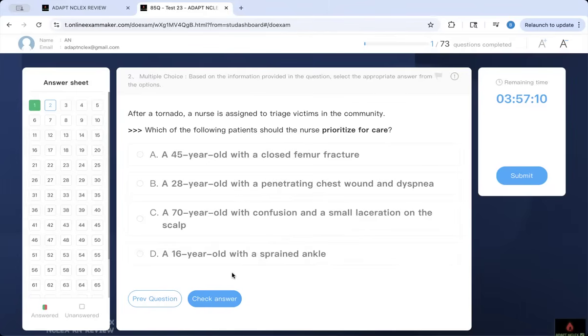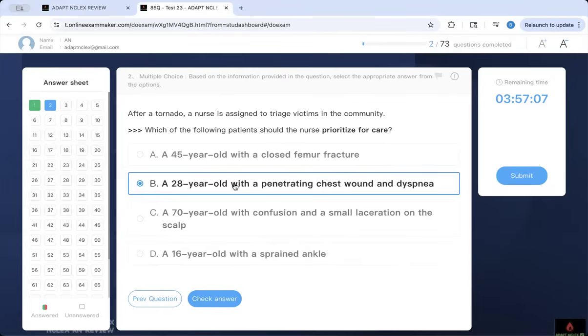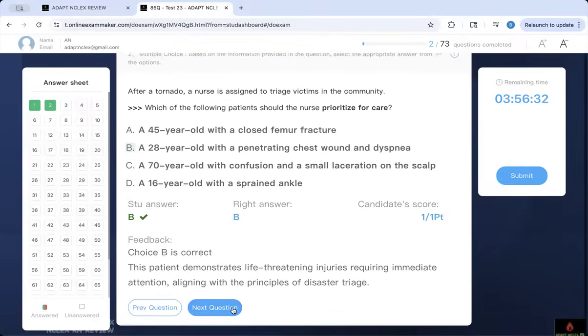Did you pick your answer? I can tell you, it's the patient with the chest wound and dyspnea. Every time you are triaging, if there's a chest wound, bleeding, and a patient in shock, those are the patients you see first. Chest wound is number 1. Penetrating chest wound and dyspnea, that's an airway issue. I've got to see you. Closed femur fracture is a fracture with no evidence of bleeding. Confusion and a small laceration of the scalp, of course he's 70 years old, fine. He's not going to die from it compared to the penetrating chest wound. Sprained ankle, we can deal with you later. This is prioritization. Number 2.